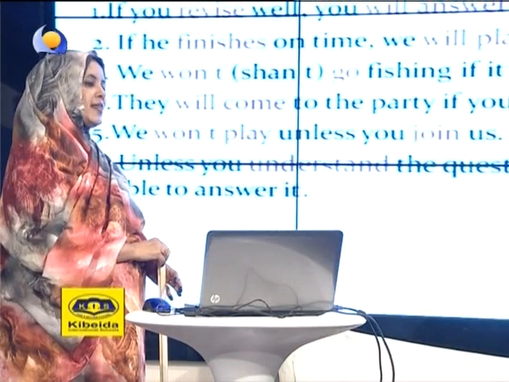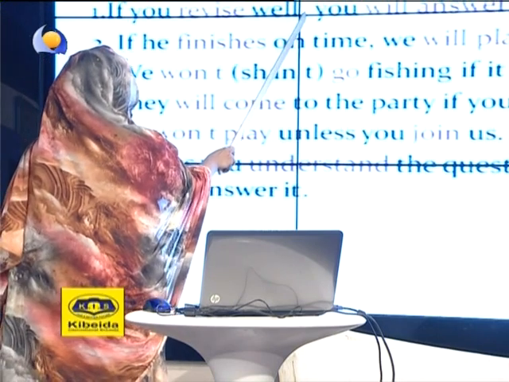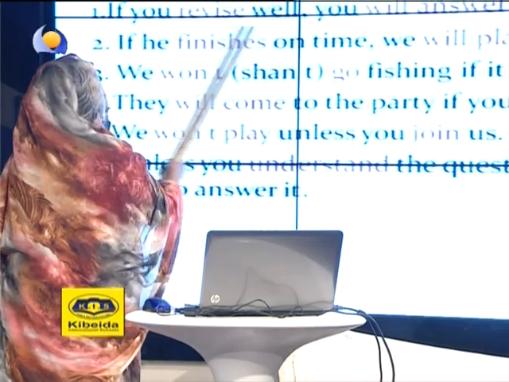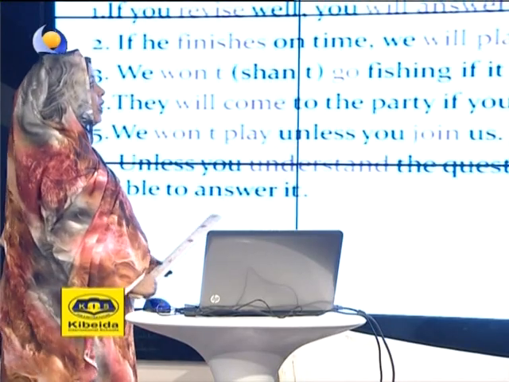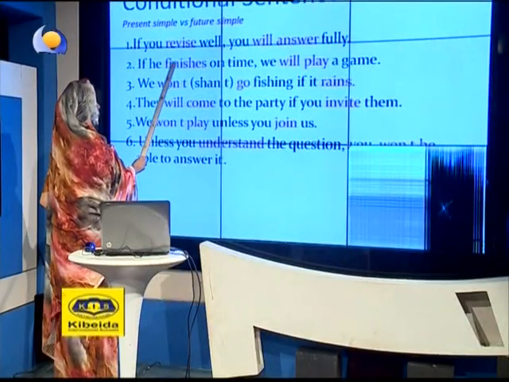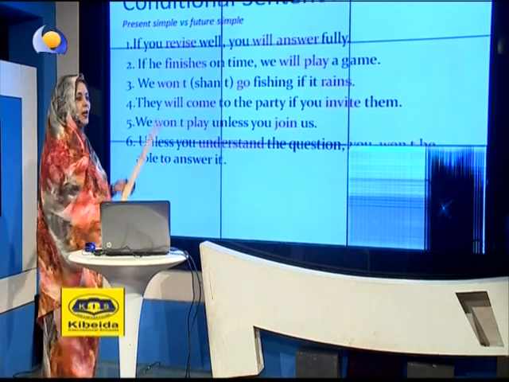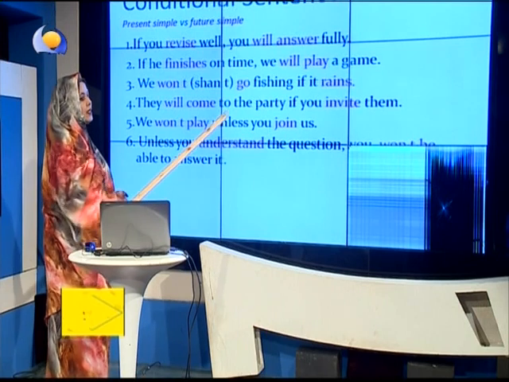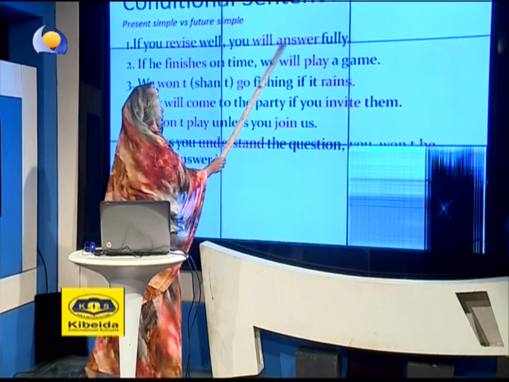A conditional sentence is formed of 2 parts. One of the parts, it is divided by a comma here. One of the parts is called the if clause. This is the part where you find the word if or the word unless. This is called if clause. And definitely the other part is known as the main clause. For if 1, the if clause is written in present simple. The main clause is written with future simple. Present simple completed with future simple. You use present simple for the if clause and you use future simple for the main clause.